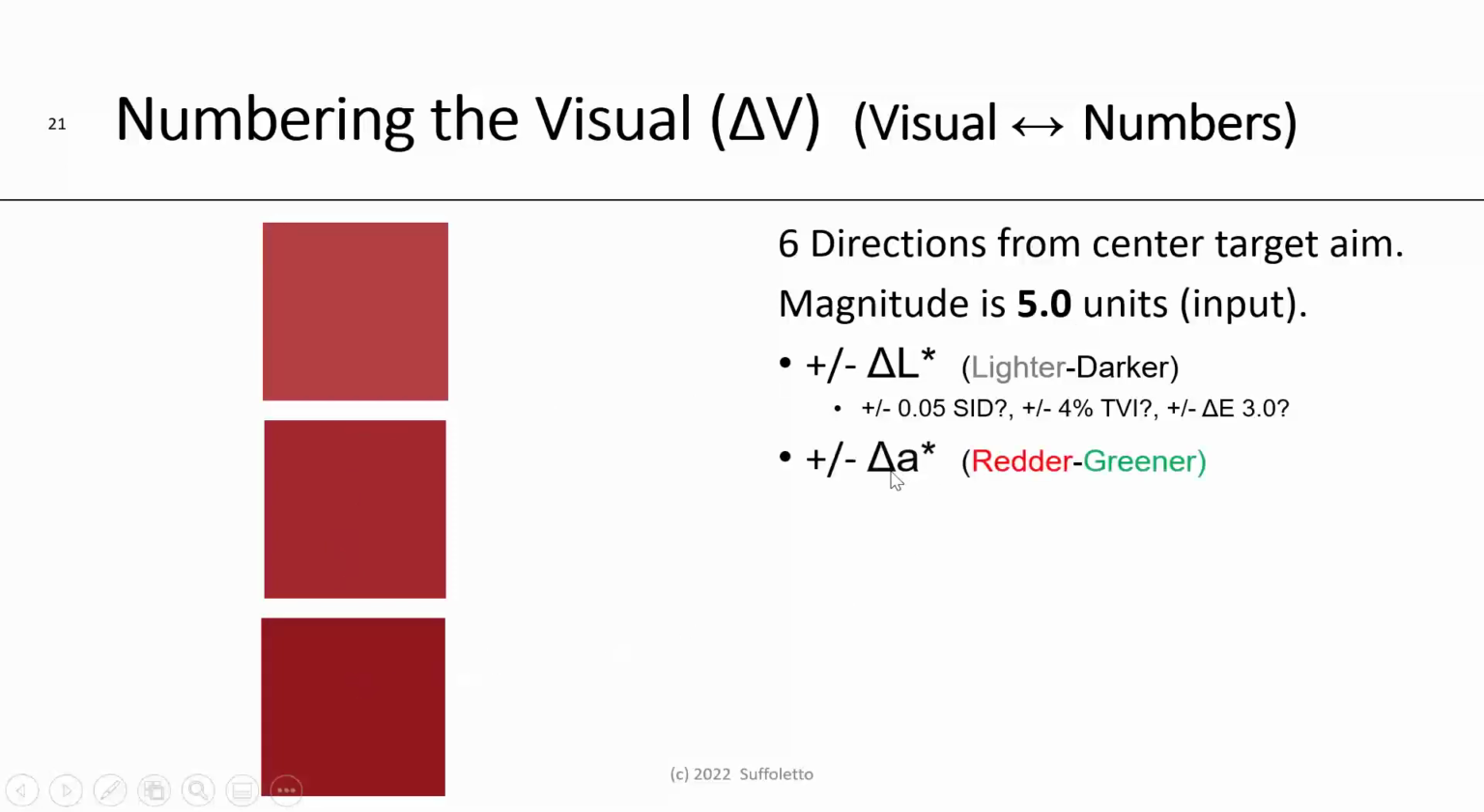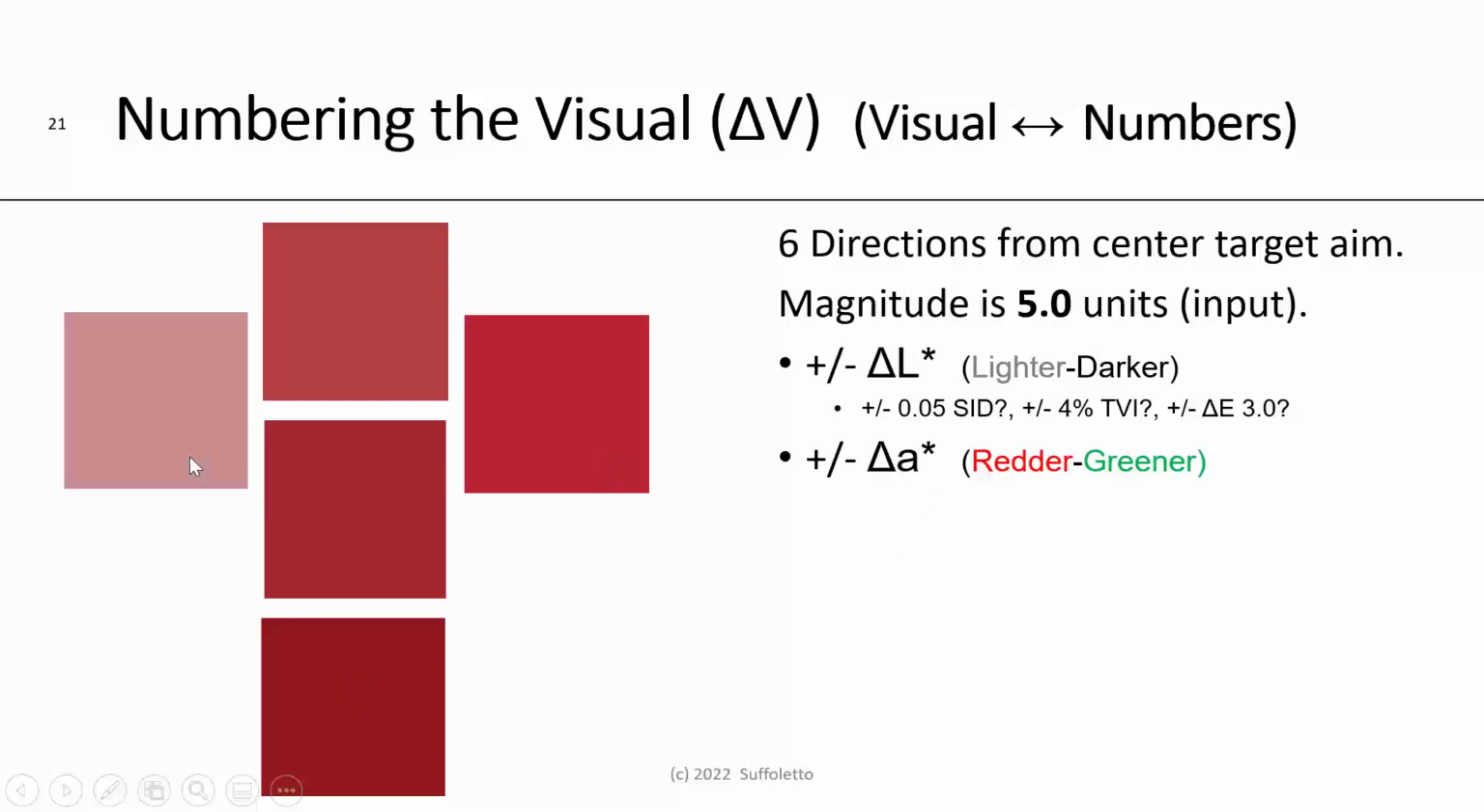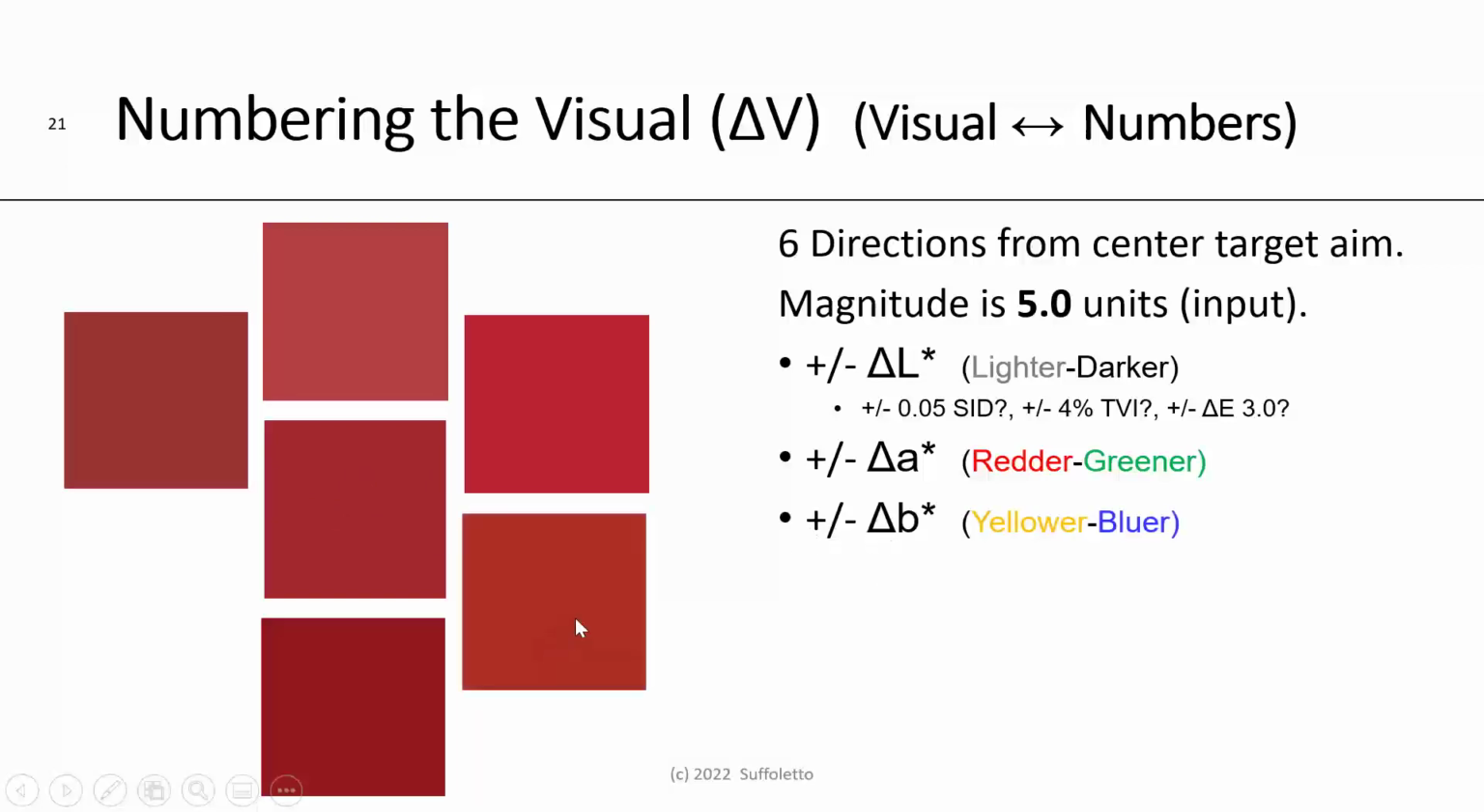We can change the A star plus or minus. This is redder, cleaner. This is greener, dirtier. We can change the B star plus or minus. This is yellower, a hue shift. And this is bluer, a hue shift. So whenever you have a color, it has 6 dimensions. So its tolerances have to be 3 dimensions in 2 directions. 3 times 2 would be 6. So either you're lighter or you're darker, or you're redder or greener, cleaner, dirtier, or you're yellower or you're bluer, you're warmer or you're colder.